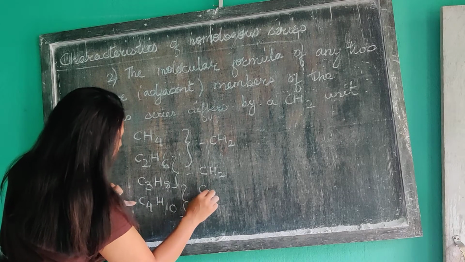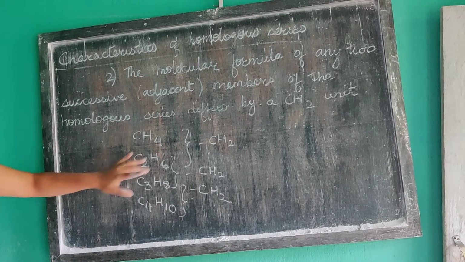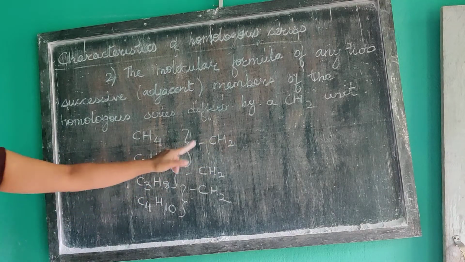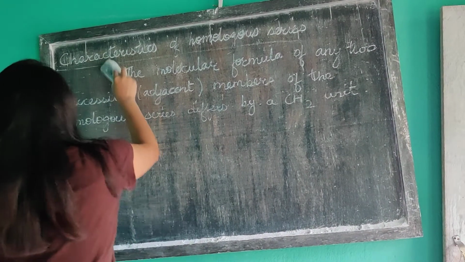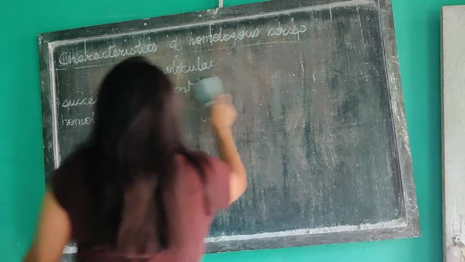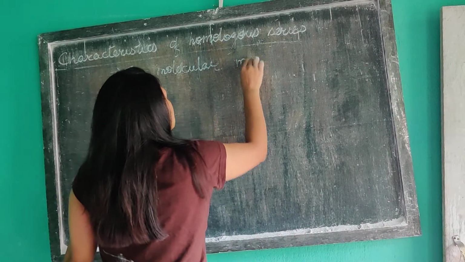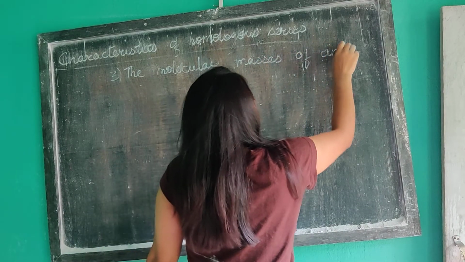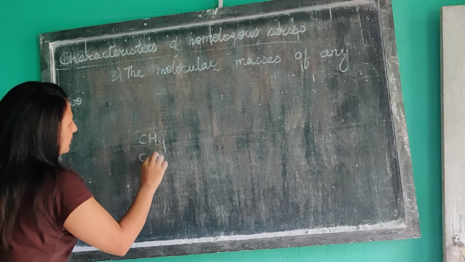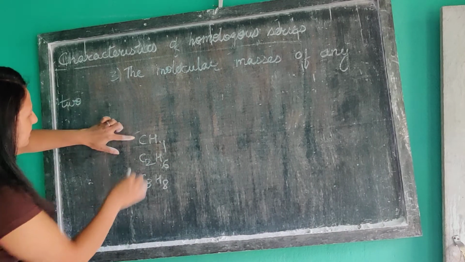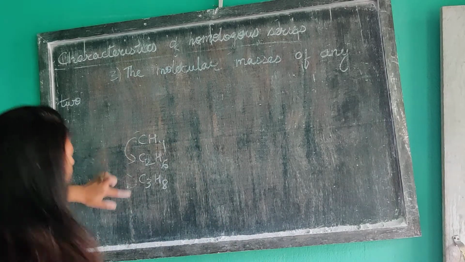Next, for this and this: 4 minus 3 is 1, 10 minus 8 is 2. In this way, if you look at the molecular formulas of successive members, the difference is one CH2 unit. Now the third characteristic is the molecular masses. Successive means going continuously: CH4, then C2H6, then C3H8. Successive does not mean jumping directly from CH4 to the third; you must go to the second. The difference applies to successive members.